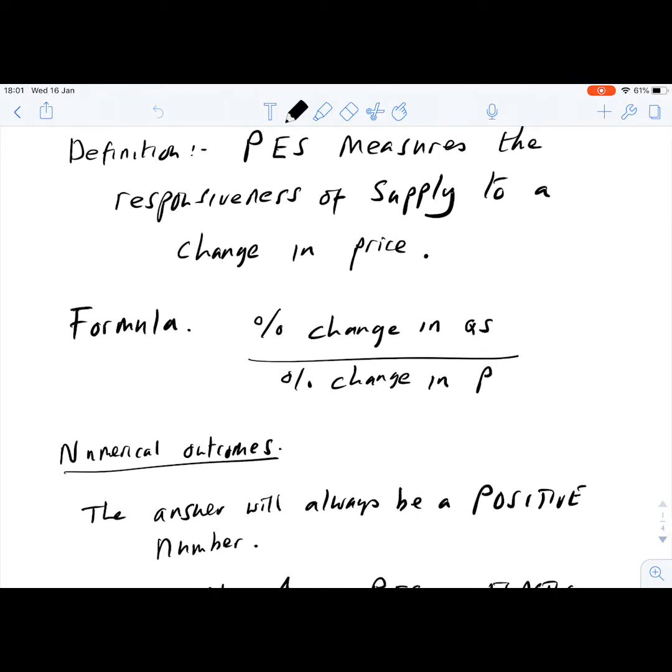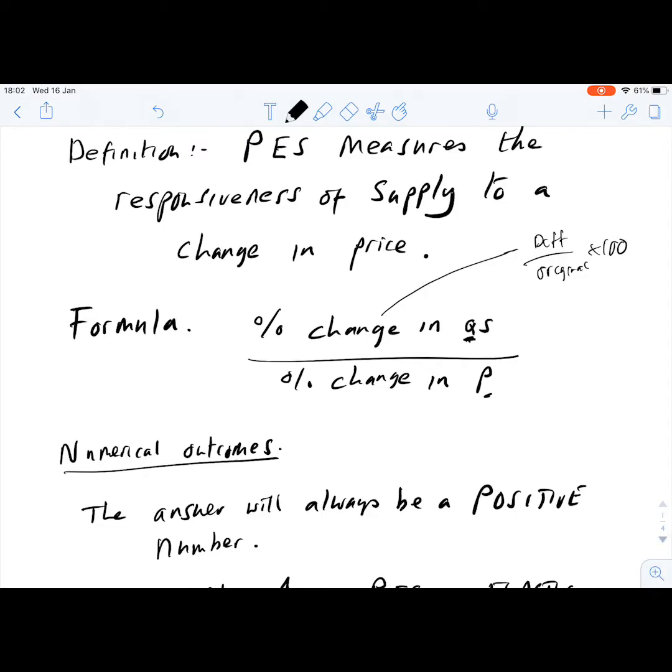The formula for PES is the percentage change in quantity supplied divided by the percentage change in price. Now remember, the way to remember this, it's the Q above the P, and one way to remember this is that it's the queen above the people. So the percentage change in quantity supplied divided by the percentage change in price. Remember the formula for percentage change is the difference divided by the original multiplied by 100.